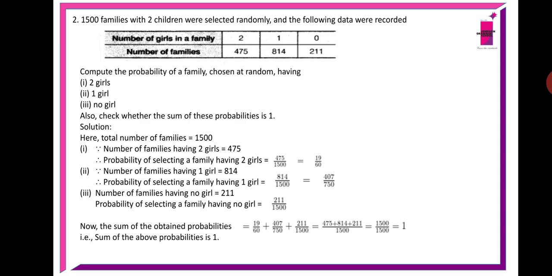Now the sum of the obtained probabilities is equal to 19 by 60 plus 407 by 750 plus 211 by 1500, which equals 1500 by 1500, which equals 1. That is, the sum of the above probabilities is 1.